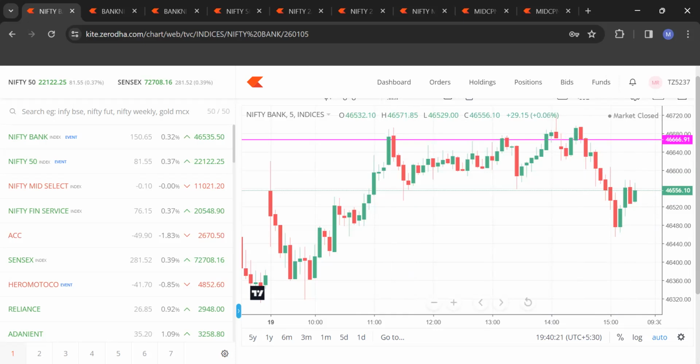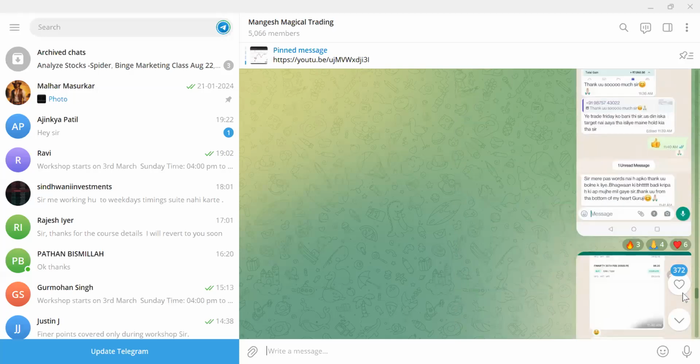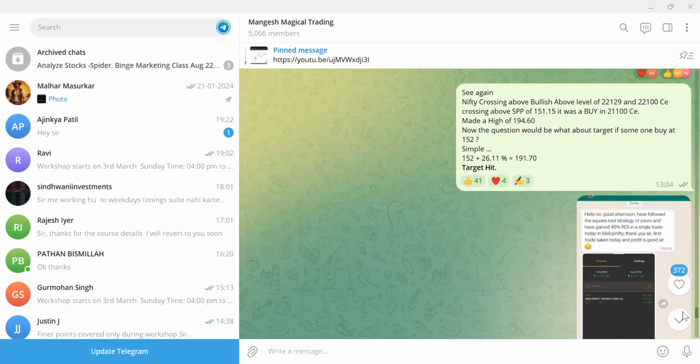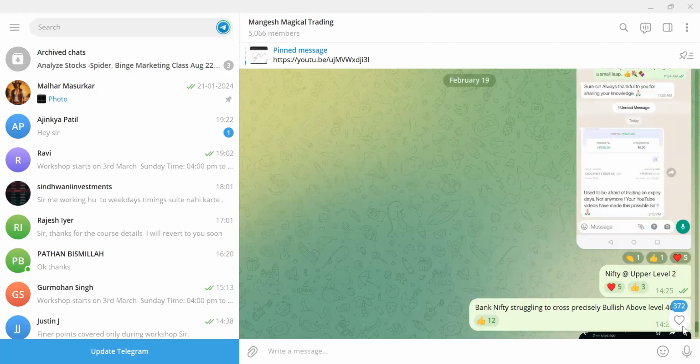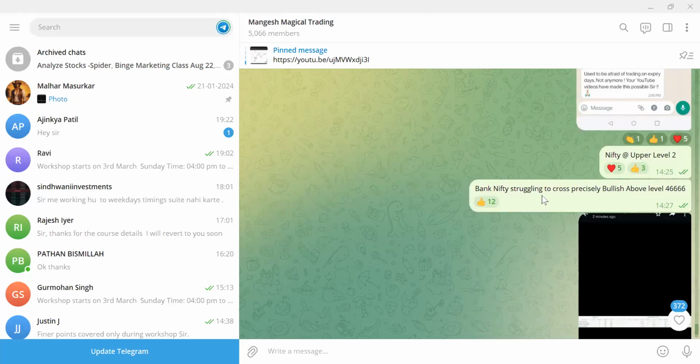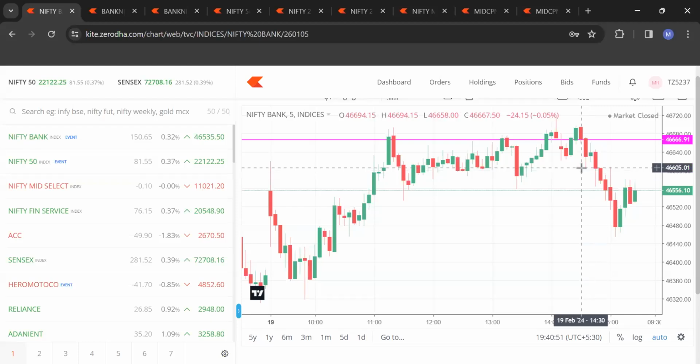See, Nifty, if you will see my message at the timing also, just see. This is where the testimonies are. These are the target hits I said. And then see, Bank Nifty struggling to cross precisely the bullish above level at 14:27. And after 14:27, see, this is the 14:27 candle. See this candle.